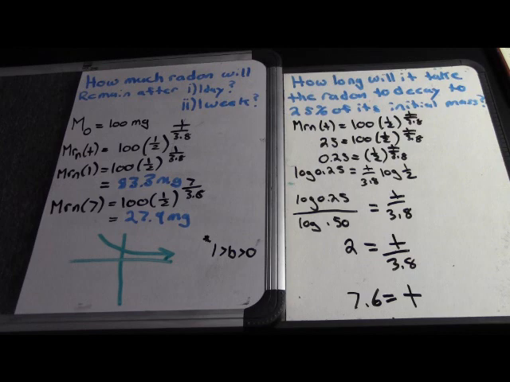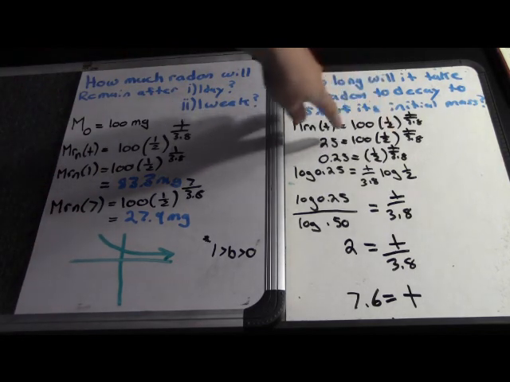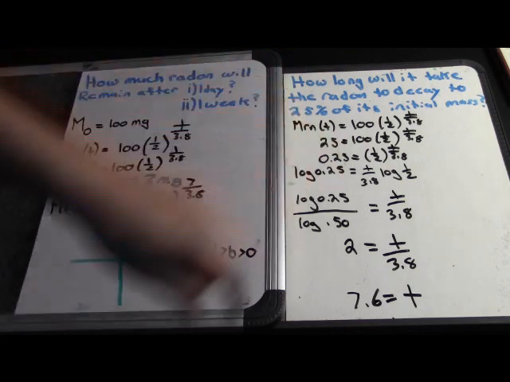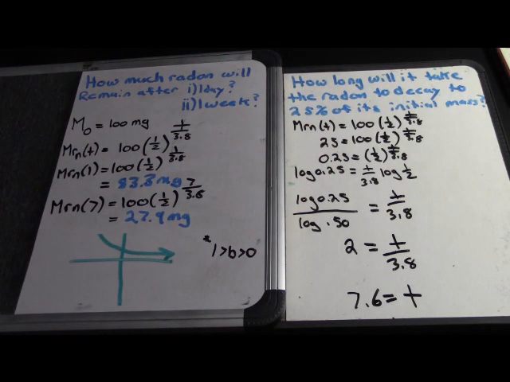Next, you need to get the base value alone, which is 1/2, so you divide both sides by 100 to get 0.25 is equal to (1/2) to the exponent t over 3.8. Now that our variable is in our exponent, and that's all we need to solve for now because we've done simplifying the equation, we need to use logs. So to get the variable out of the exponent, we log both sides.